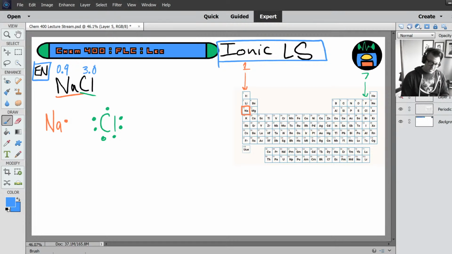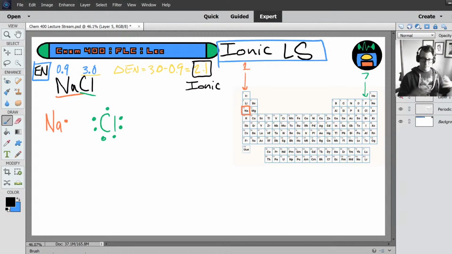So because chlorine is more electronegative than sodium, and we're dealing with an ionic compound, because the difference in electronegativity is 3.0 minus 0.9, so this is 2.1, right, which makes this ionic. We know that chlorine is going to take electrons forcibly from sodium to form this ionic bond.